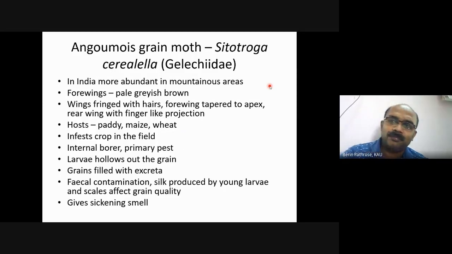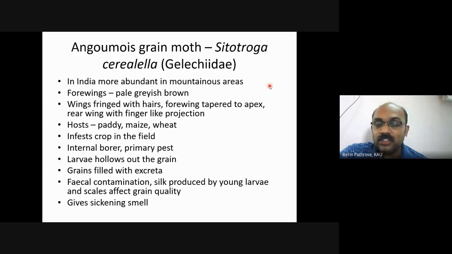Corcyra also can be considered as a primary pest, but it doesn't infest cereal much. It infests dried fruits, and it is an internal feeder. Among those Lepidopteran infesting grains, this is the primary pest as well as an internal feeder. Adults, like any other Lepidopteran pest, are non-feeding, only the larvae are feeding.